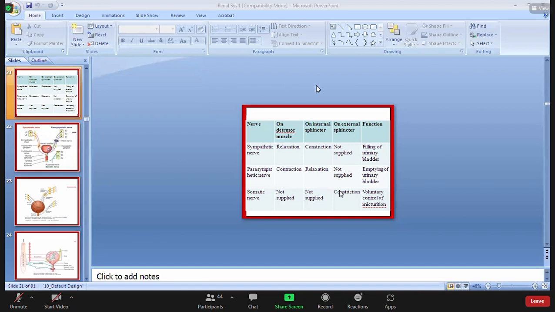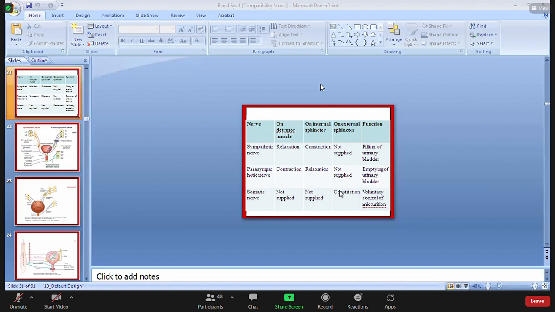Okay, so it has got sympathetic, parasympathetic, and somatic nerves. How many nerves are there? Three, ma'am. Sympathetic, parasympathetic, and somatic. At the topmost portion, you can see the slide on detrusor muscle. So what is the effect of these nerves on detrusor muscle?